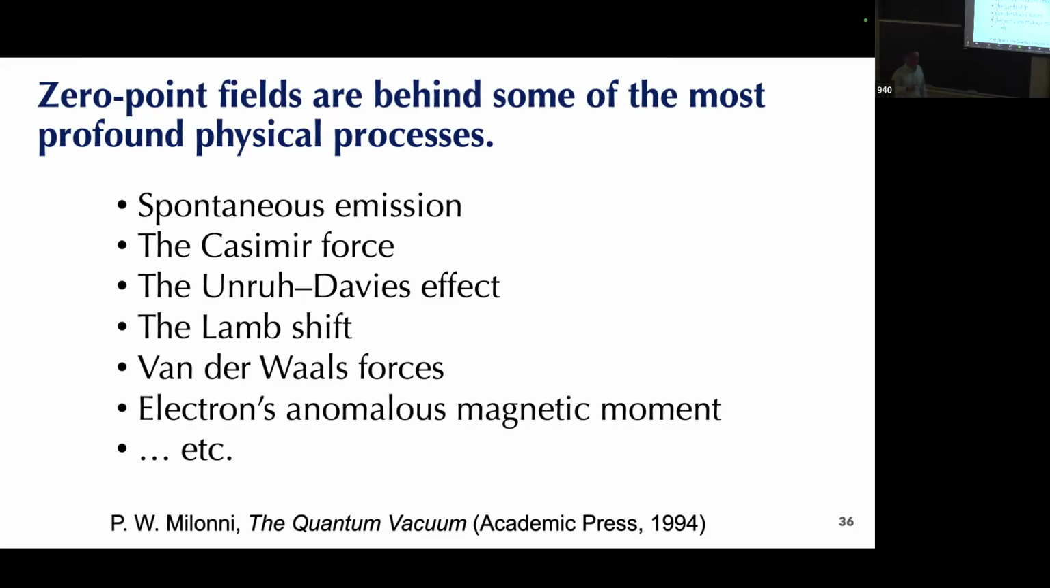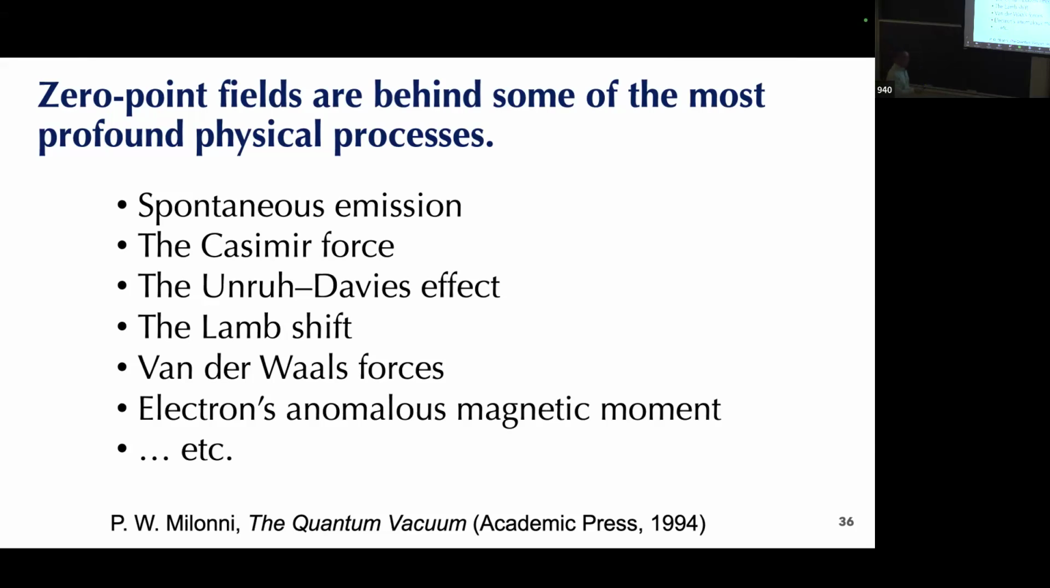The Unruh-Davies effect, when you have a photodetector, and if the photodetector moves at a constant acceleration, you start seeing photons due to the interaction with vacuum. The Lamb shift, the 2s state and the 2p state of a hydrogen atom has a finite, very small splitting through interaction with the quantum vacuum. Van der Waals forces, when you have two polarizable molecules, due to the interaction with the fluctuating vacuum fields, they both show fluctuating dipole moments, and they interact between each other.